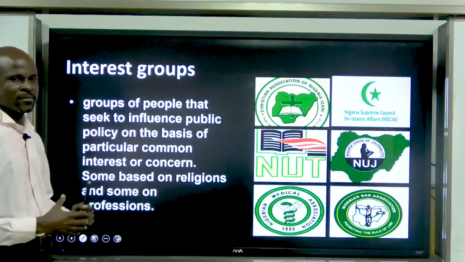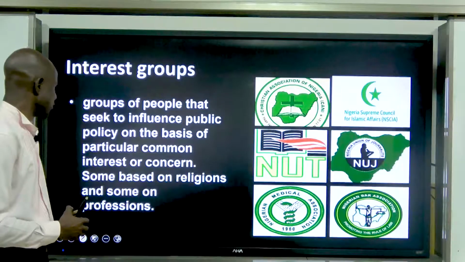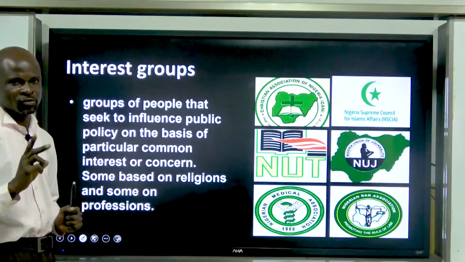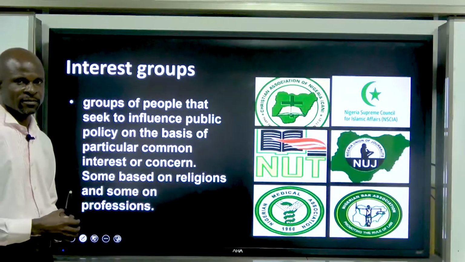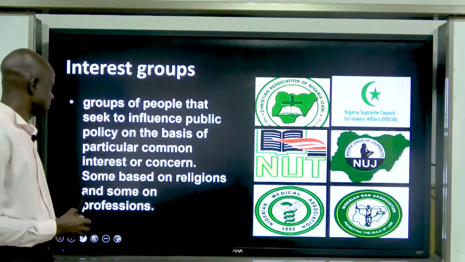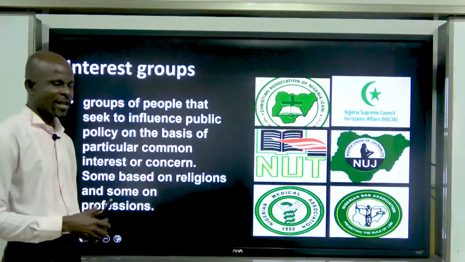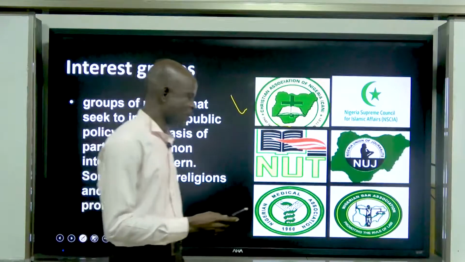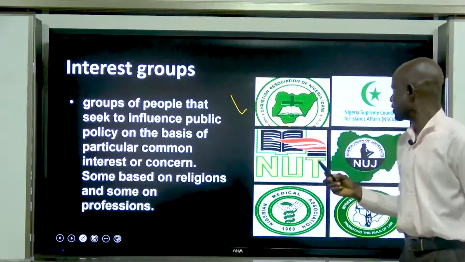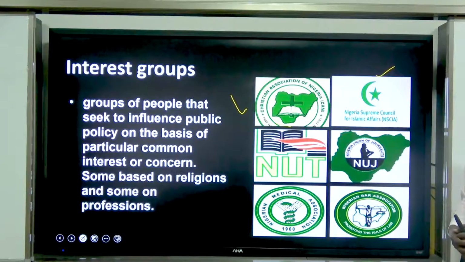Then they form interest groups, such people. Examples of such can be traced to two groups. They could be religious groups or professional groups. Examples of religious groups are the Christian Association of Nigeria, and the second one, the Supreme Council of Islamic Affairs in Nigeria. These are religious interest groups.